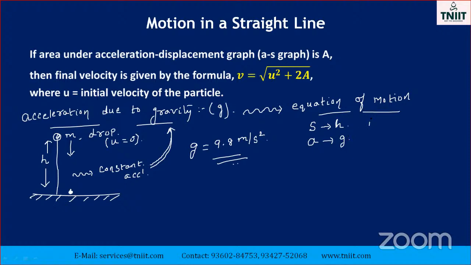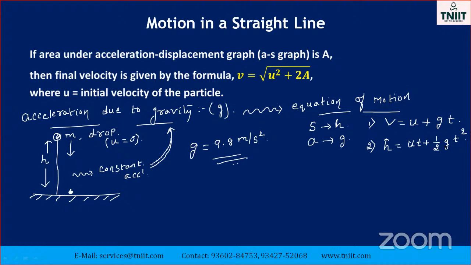So what will happen to the first equation, student? You know that the first equation is v = u + at. In the place of a, you have to write g, so v = u + gt. So what is the second equation? The second equation is s, and s is replaced by h, which is equal to ut + ½at². ½at² means it is ½gt².